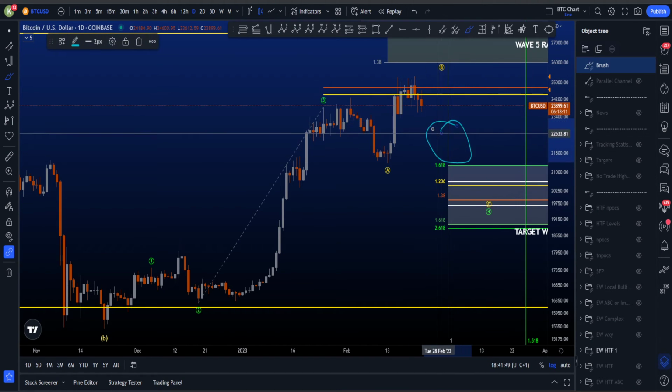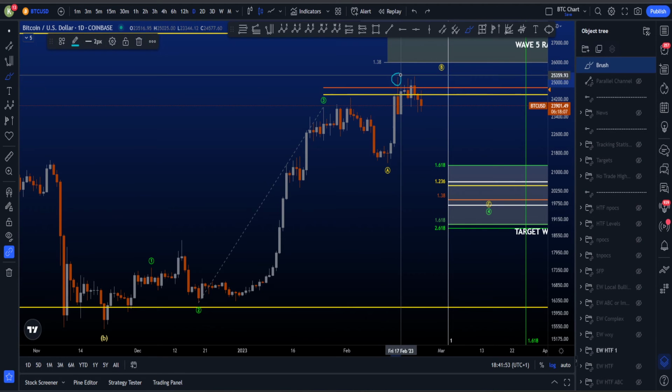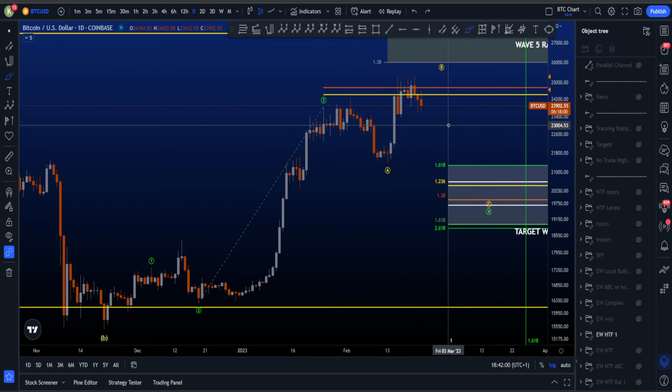However, we're not even close to the 1-to-1. We're here now at the 23rd of Feb. The people, including myself a few days ago, talking about the wave 5 being here was on the 16th of Feb, even though the 1-to-1 is on the 3rd of March. It's on the 3rd of March. That's in, I don't know, like 1.5 weeks basically.